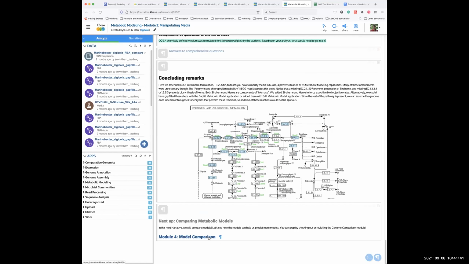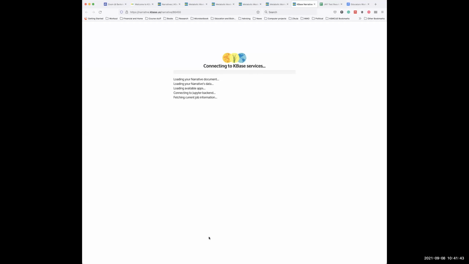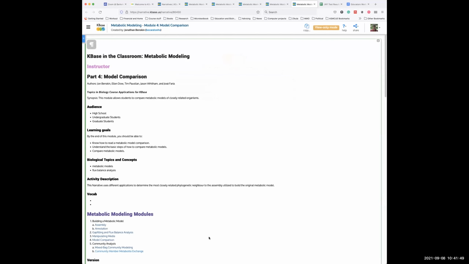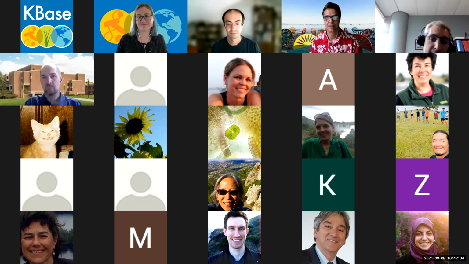And then you can go on to module 4, where if you want, you can compare the different media and see what works, and also compare metabolic models between closely related organisms and learn more about them. Okay, that's basically all I had for this.